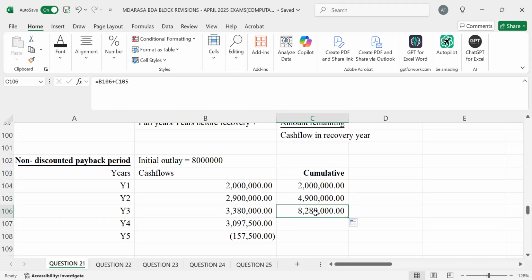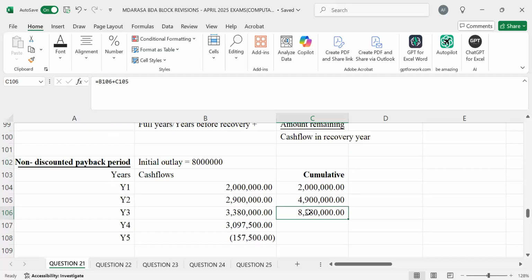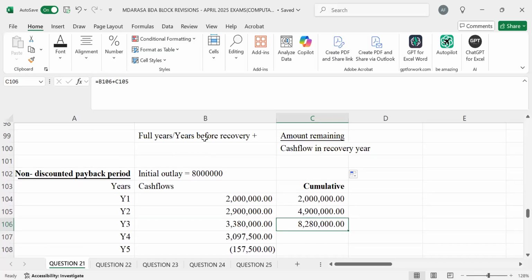So we are attaining our initial investment somewhere in year 3. That's where we are attaining our initial investment. So we take that formula of ours.